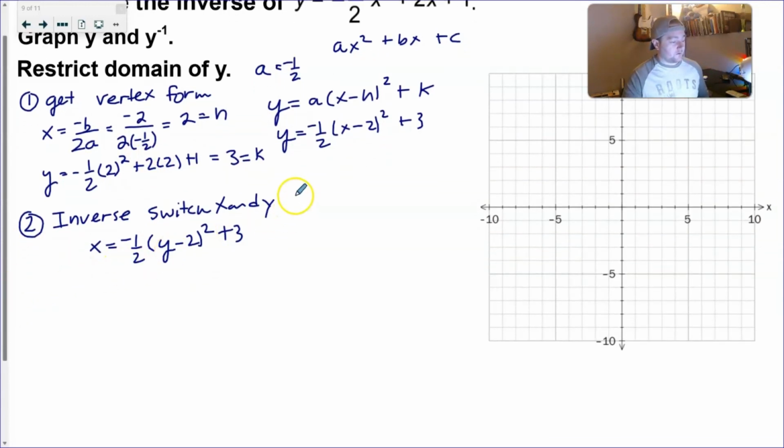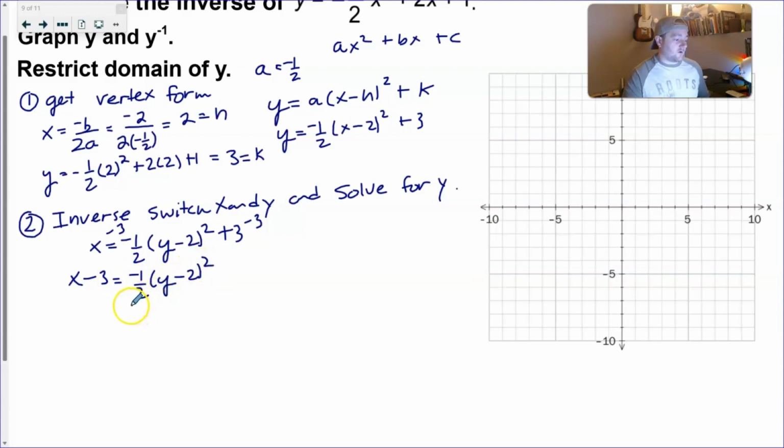So then we switch x and y and solve for y, okay? So that's what we're going to do first. So minus 3 from both sides, just like that. So it's x minus 3 equals negative 1 over 2, y minus 2 squared. We got to get rid of this 1/2, so we divide both sides by negative 1/2. Remember, dividing by a fraction is the same as multiplying by the reciprocal, so dividing by negative 1 over 2 is the same as timesing by negative 2. Great rule to remember. So I get negative 2, x minus 3.